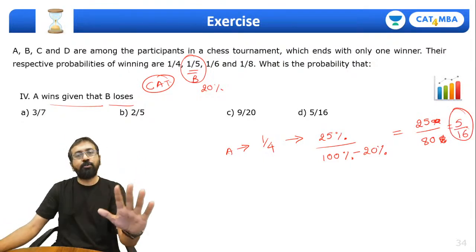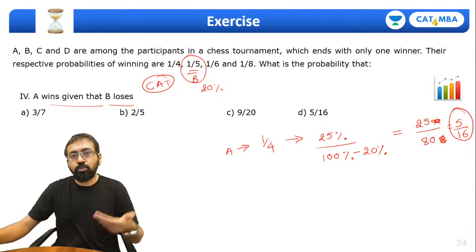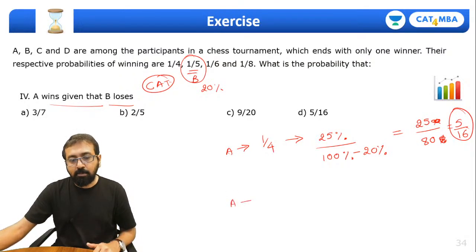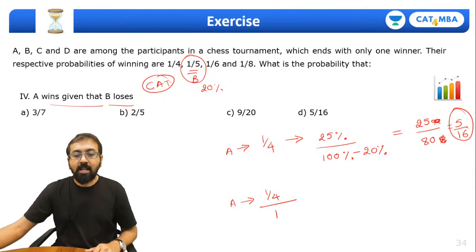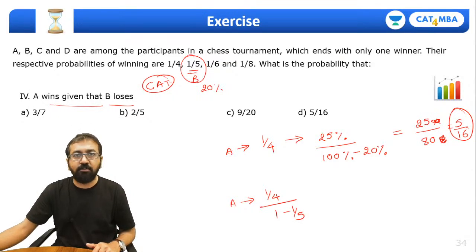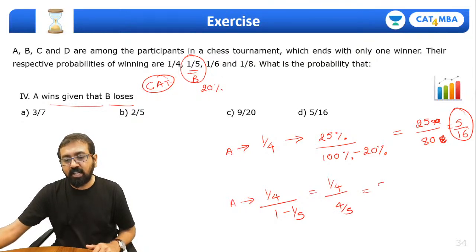I hope all of you have understood this question, right? You can also think of it in another way in case you found that complicated. Probability of A winning is 1 by 4 out of a total of 1. Now B is not winning. So out of this 1, we will subtract the probability of B winning, that is 1/5, subtract it from 1. So it will come out to be 1 by 4 divided by 4 by 5. If you solve this, ultimately it will come out to be 5 by 16.